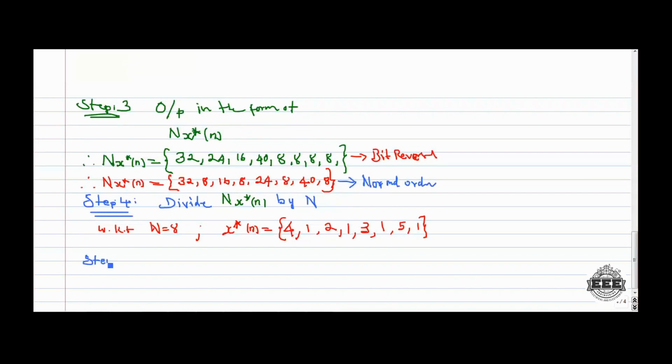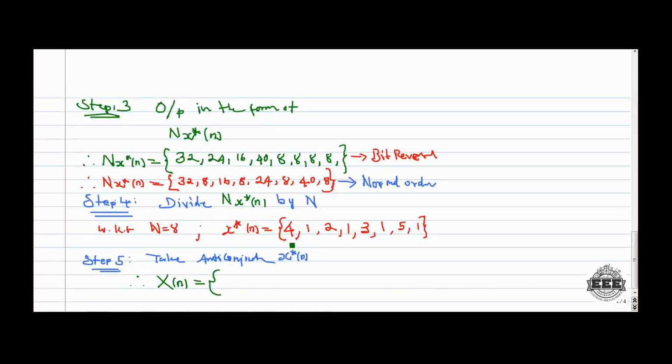We need to take the conjugate for the x star of n. So this is step 5. Take the anti-conjugate for x star of n. Therefore, you are going to get x of n.